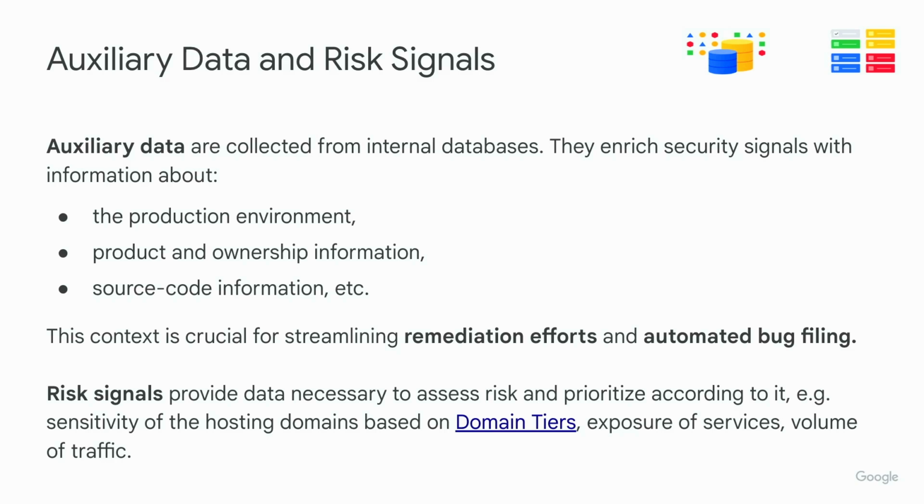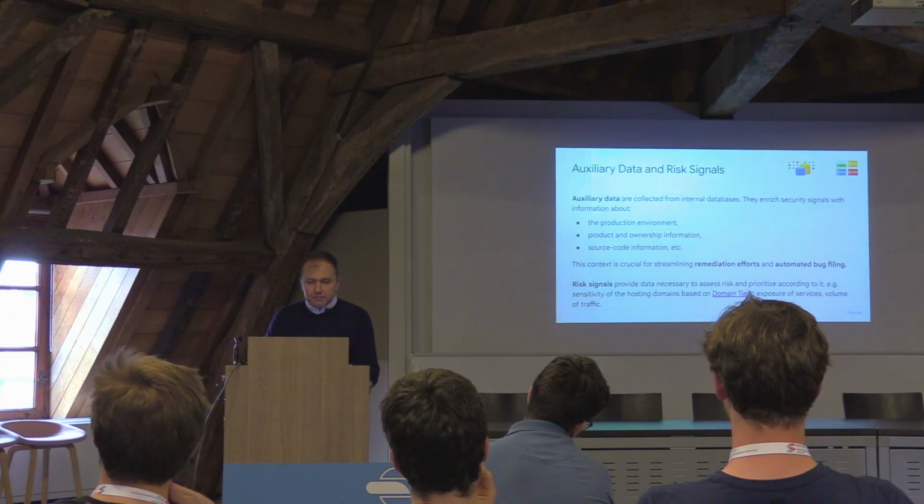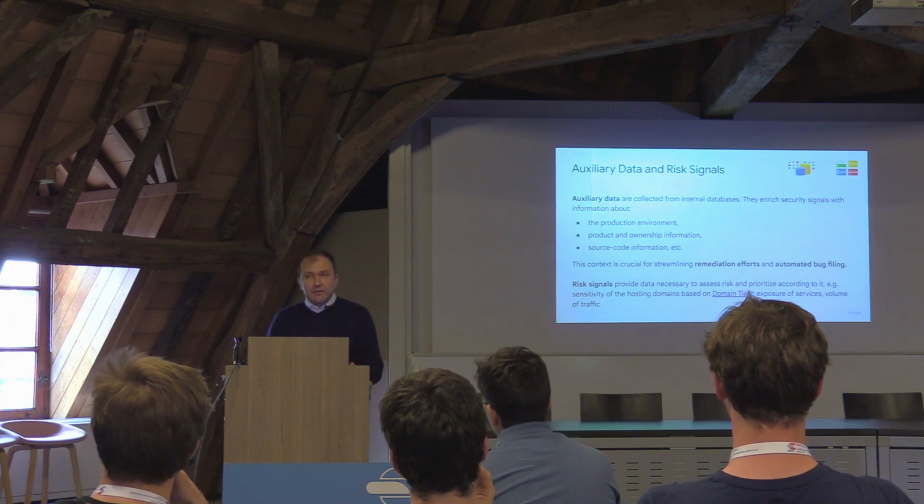So maybe that sounds a bit scary, but those are pieces of information which encode a little bit of our understanding of the criticality of a given host name or a given web application. For example, all the domains at Google are split into 5 domain tiers, based on the criticality of a given domain. So in domain tier 0 we have host names, we have domains, which if exploited, if there is a problem there, will have huge consequences for Google.